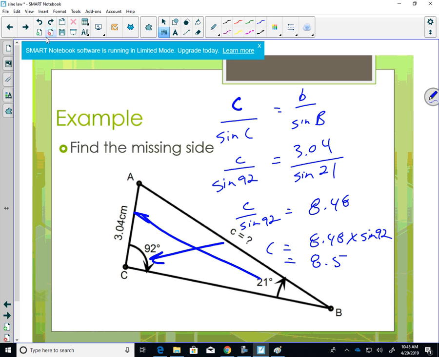So what Mrs. Kozlowski's saying, you guys listen, get off your phones. This is important. This could be your graduation hanging on this. She's saying if you round here and then multiply by sine 92, you're rounding two times. You're rounding here and you're rounding here. So if you want, you can just do the whole thing all at once. So we would go 3.04 divided by sine 21 times sine 92.